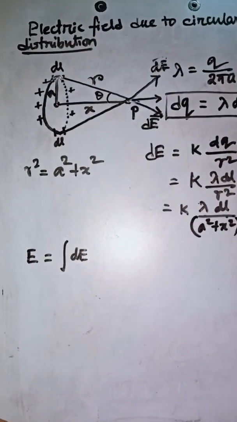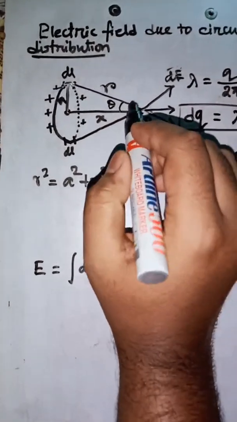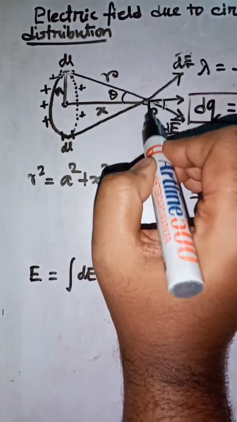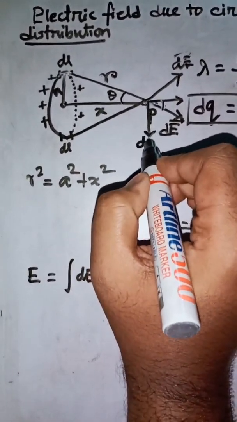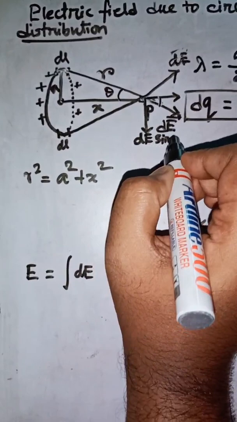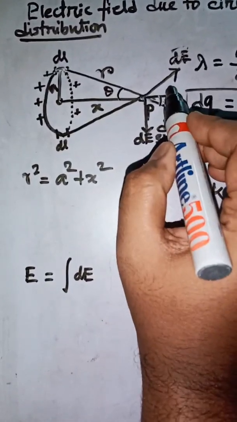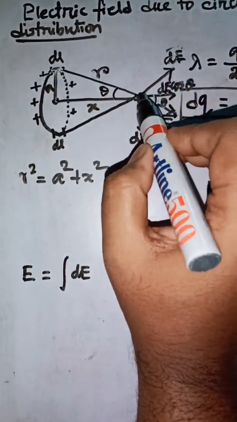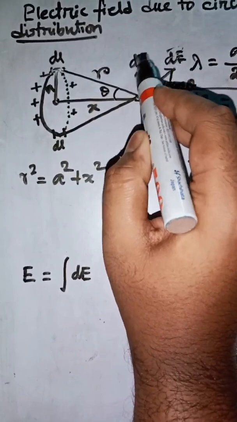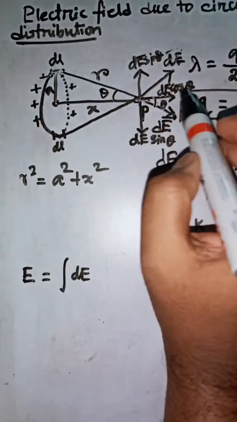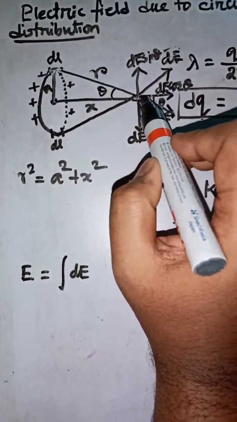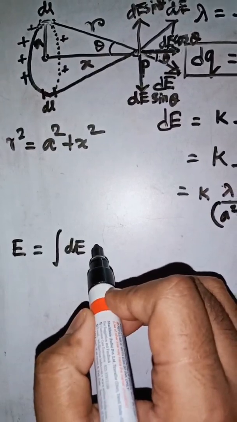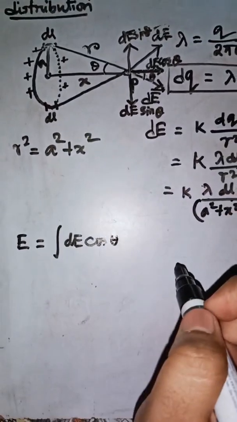Now each dE has two components. One is a horizontal component and one is a vertical component. If this one is theta, you see this one is also theta. So here will be one vertical component of dE sine theta, and if this is theta, this is dE cos theta. Similarly, for this dE in upward direction, it is dE sine theta, and again this dE cos theta will add in this direction. So the total will be the integration of dE cos theta.